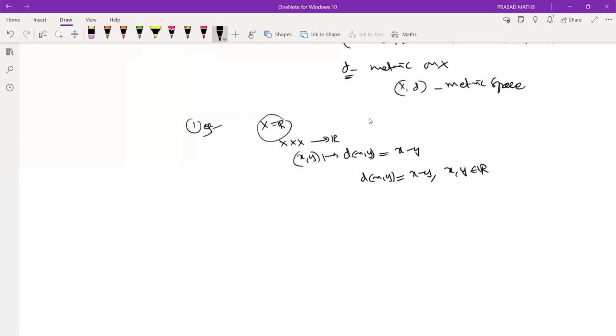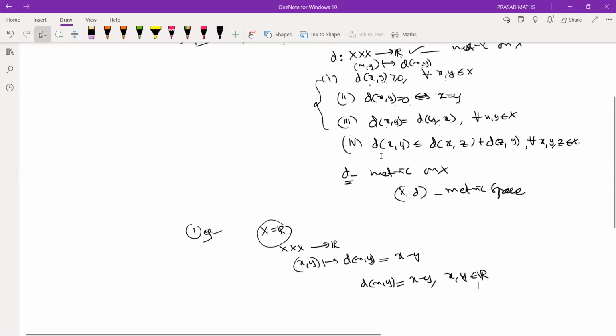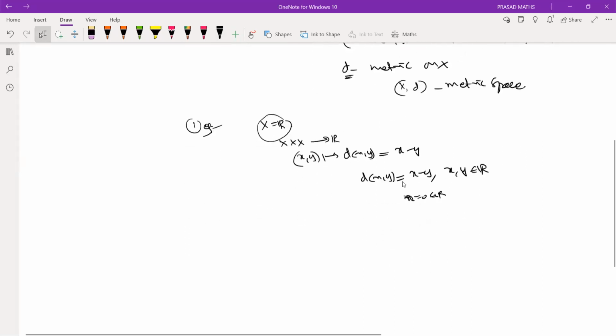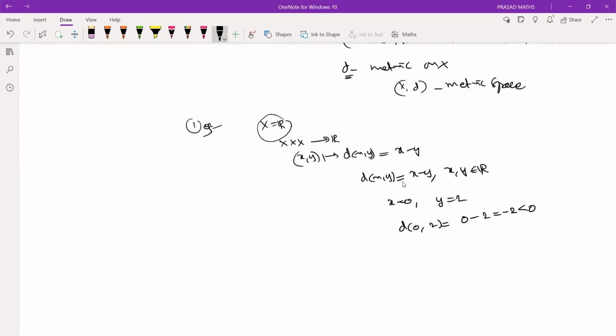No, sir. No. Why? Because what is meant by metric? Any function satisfying these four properties. That means distance must be non-negative. It can never be negative. Suppose you take x equals 0, which is a real number, and y equals 2. So what is my distance? The distance between 0 and 2 is 0 minus 2, that means minus 2, which is negative. So this contradicts the first property, so it fails the first property. Therefore, it is not a metric. Is it clear?